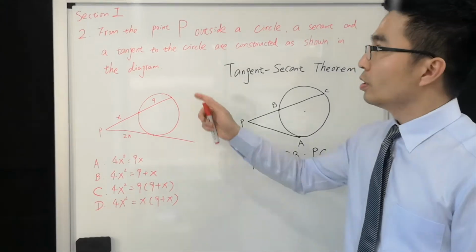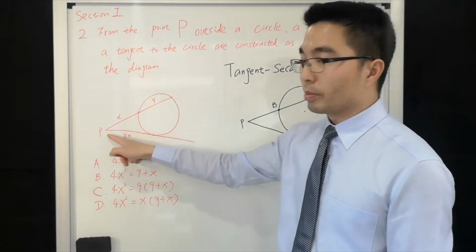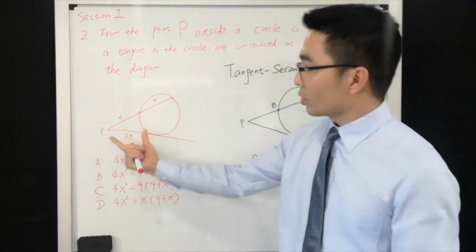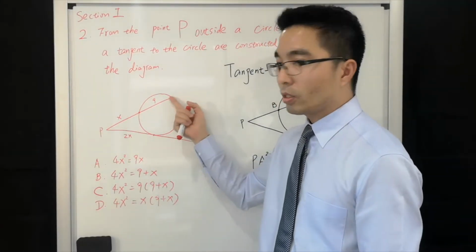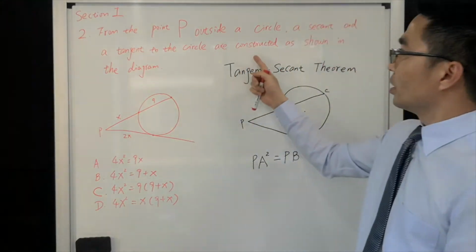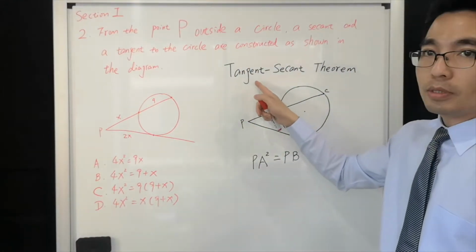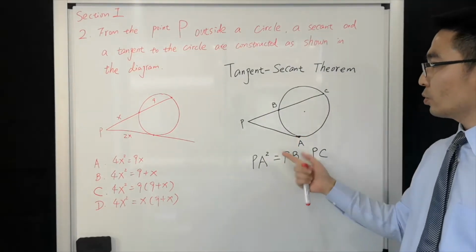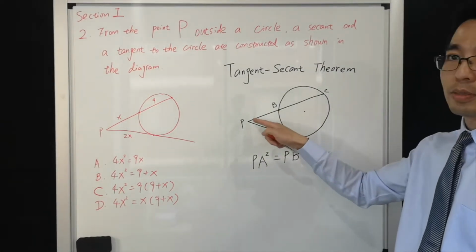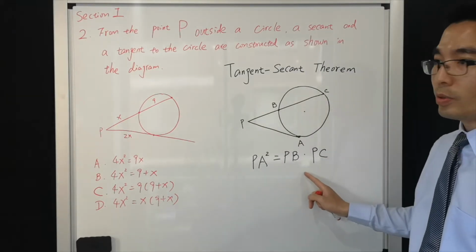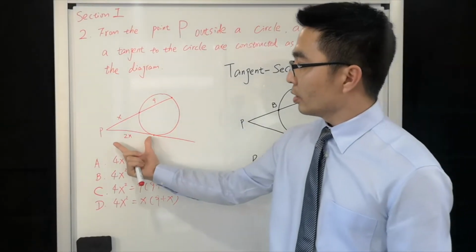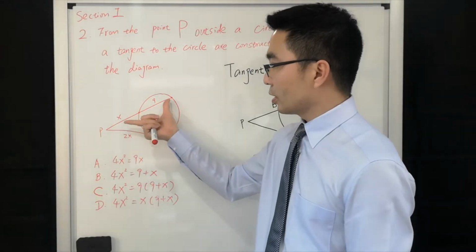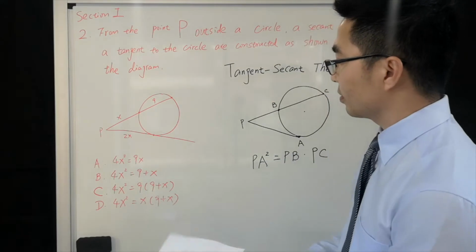So for question 2, here's the point P, outside a circle, with a secant and a tangent. Here is the tangent, and here is the secant to the circle in this diagram. Under the tangent-secant theorem, the tangent squared equals PB times PC. So using this theorem, we have this part, the tangent squared, equals this part times the whole part.